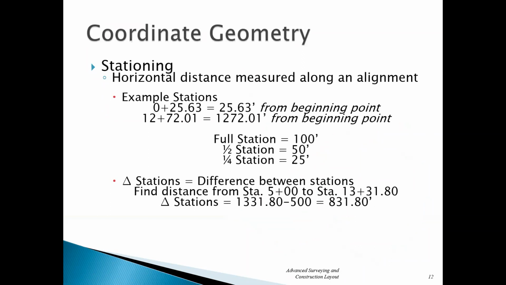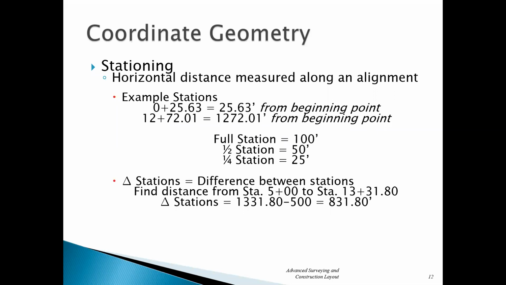So the stationing is a horizontal distance measured along an alignment. So if you're at 0 plus 25.63, you're 25.63 feet from that beginning point. And if you're at 12 plus 72.01, then you're 1,272.01 feet from that beginning point.